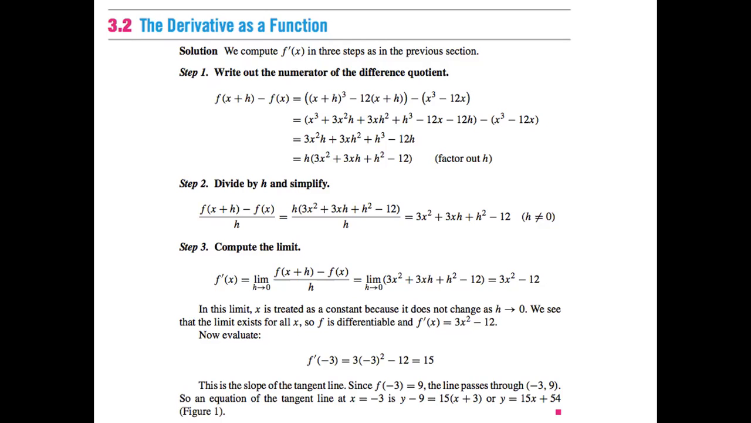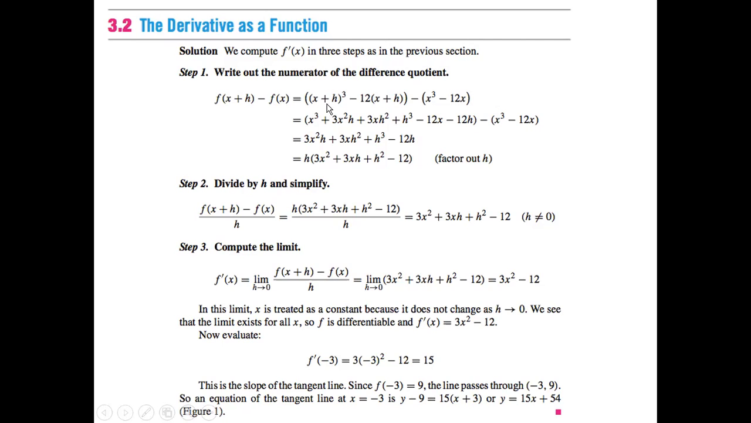So here they're doing it a little bit differently than I would do it on the board. For my board work, for my step 1, I'd just say f prime of x equals this limit, like they're doing in step 3. But what they're doing is not bad. They're trying to do some work on the difference quotient first. This is the numerator of the difference quotient, so they're trying to do some algebra there, compute and factor out the h, and we'll go through that.